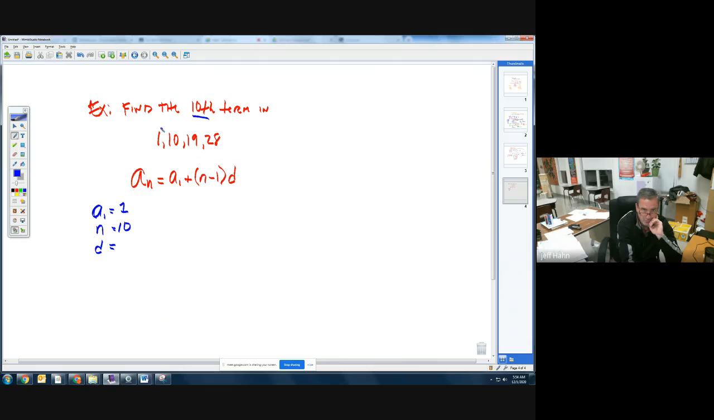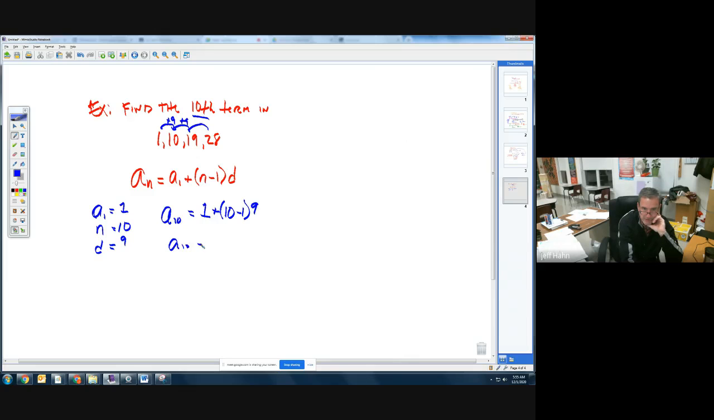Well, to go from 1 to 10, I add 9. Does that work for all of these? Yes. Just make sure that is consistent there. So the letter d is 9. So putting everything, filling in the blanks, n is 10. So the value of the 10th term here: the first term was 1. To that I'm going to add n, which is 10, minus 1 times the common difference of 9.